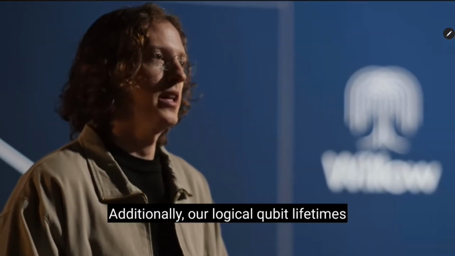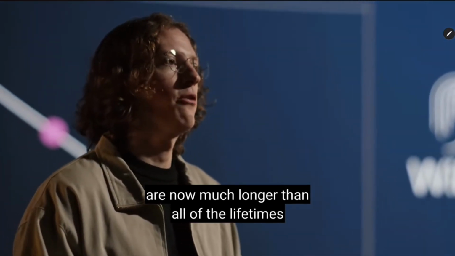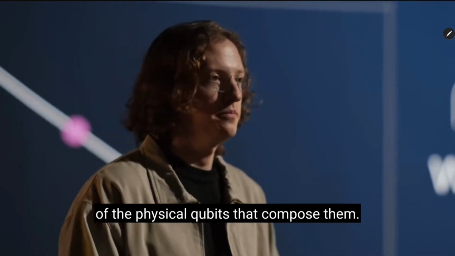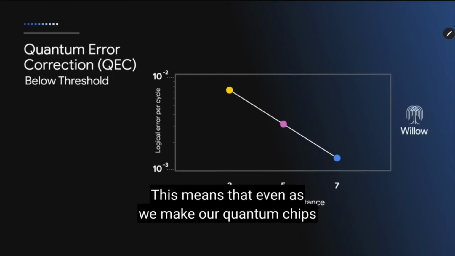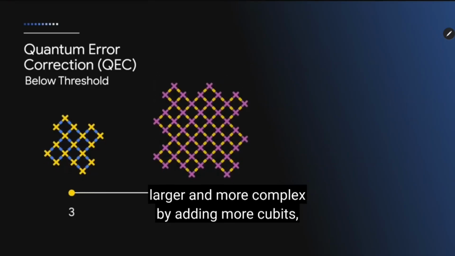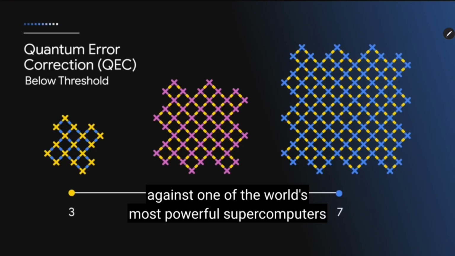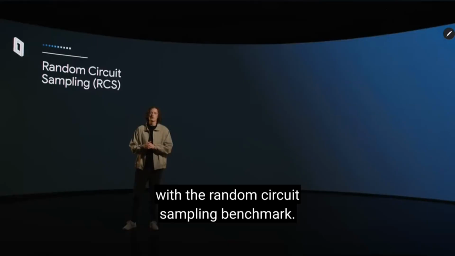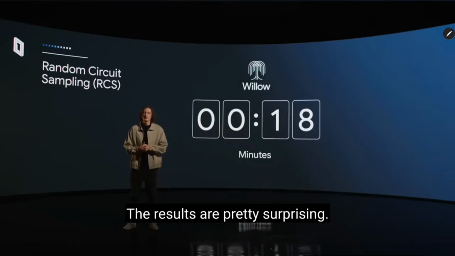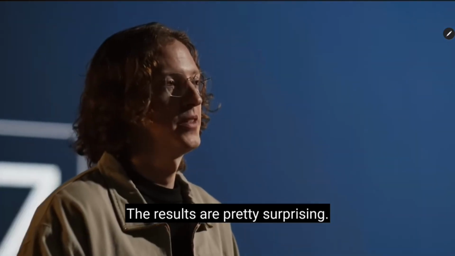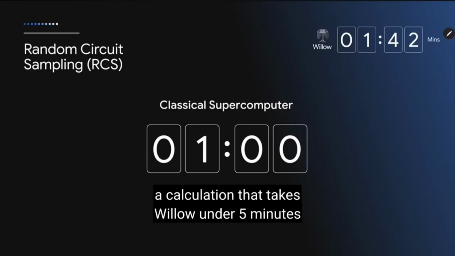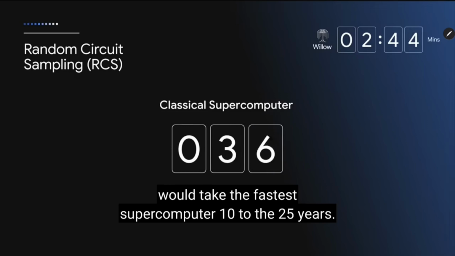Additionally, our logical qubit lifetimes are now much longer than all of the lifetimes of the physical qubits that compose them. This means that even as we make our quantum chips larger and more complex by adding more qubits, we can use quantum error correction to actually improve their accuracy. We've pitted Willow against one of the world's most powerful supercomputers with the random circuit sampling benchmark. The results are pretty surprising. By our best estimates, a calculation that takes Willow under 5 minutes would take the fastest supercomputer 10 to the 25 years.